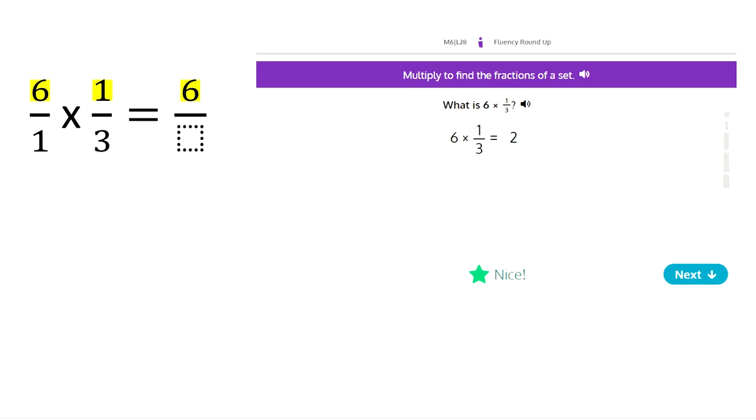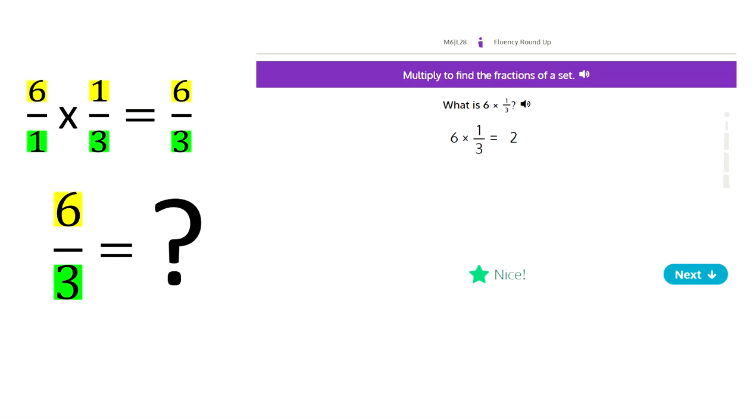That's right, we multiply numerator times numerator. So 6 times 1 is 6. Then we multiply denominator times denominator. 1 times 3 is 3. So 6 times 1/3 equals 6/3.